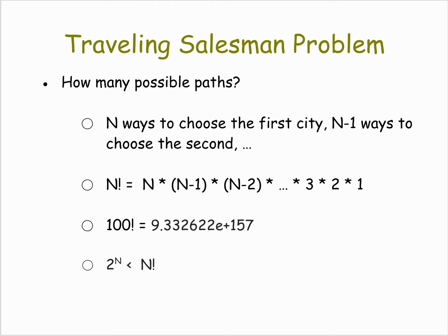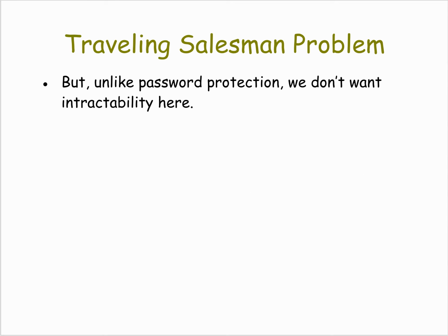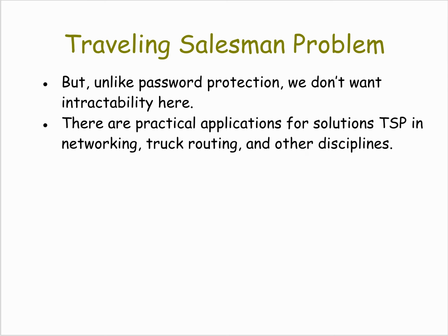And in fact, the factorial function, n factorial, is greater than 2 to the n, our standard example for an exponential function. However, we want to be able to solve this problem, because there are practical applications for traveling salesman problems in networking, in truck routing, and in other disciplines.